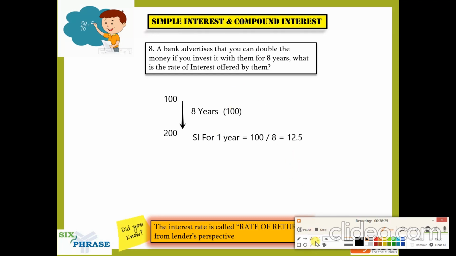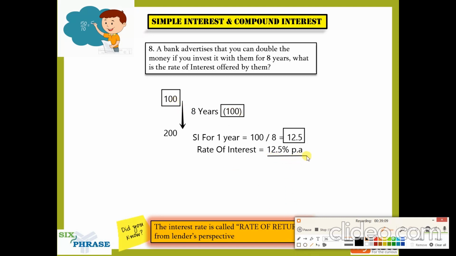Now you tell me, your principal is 100, your simple interest for 1 year is 12.5. What is your rate of interest? Your rate of interest will be 12.5 percentage per annum. Some of you might be wondering, why didn't we just take this 100 as 100 percentage of 100, so the rate of interest is 100 percentage? We did not do that because rate of interest is always calculated per annum.